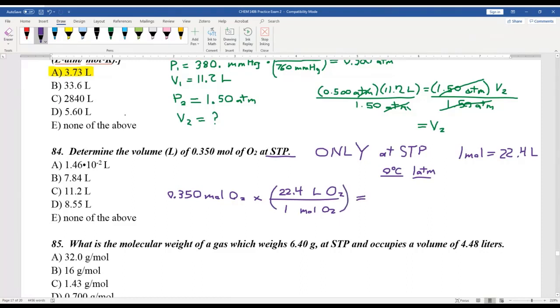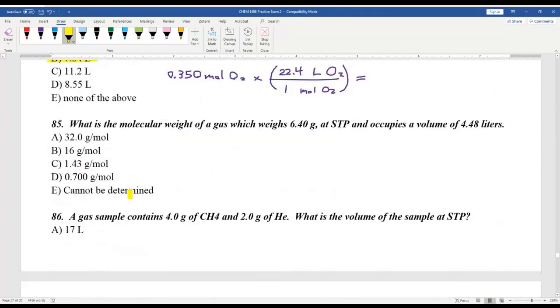And that should give you what? What does that give you? 7.84, yep. That's a pretty easy one. 85 is a little bit complicated. I don't expect that you would get that.